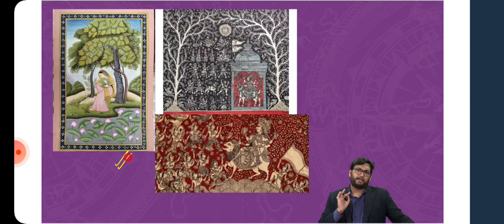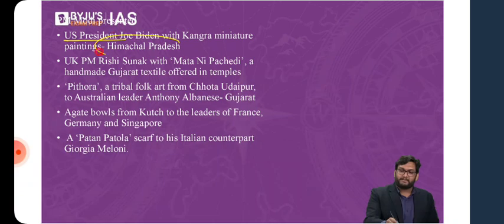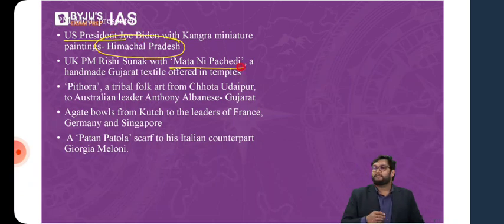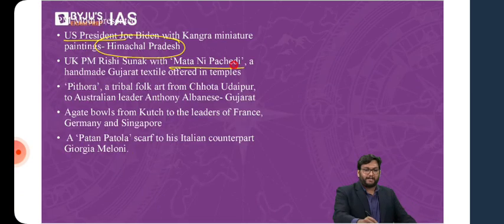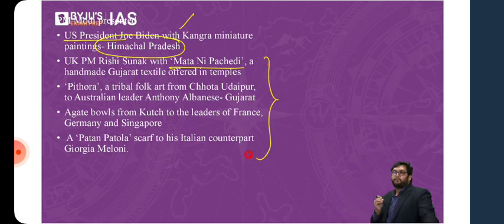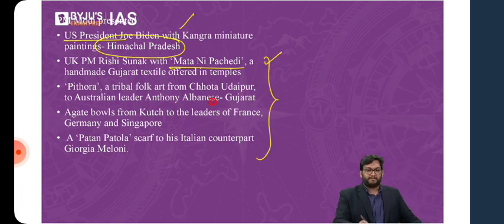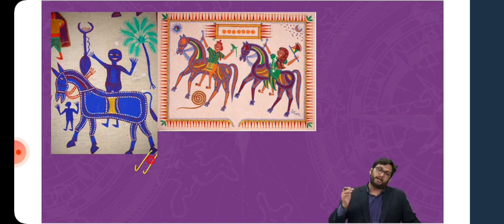Rishi Sunak was given Mata Di Pachedi, a handmade Gujarat textile, which is again a very beautiful tradition which comes out of Gujarat. So except for Himachal Pradesh, all of them are from Gujarat. Except for the Kangra painting, all of them are from Gujarat. Be it Mata Di Pachedi, be it Pithora. Pithora painting was given, again from Gujarat, which comes from the Chota Udaipur area in Gujarat. Then agate bowls were given to the French, German and Singapore heads of state. They are also from Gujarat.